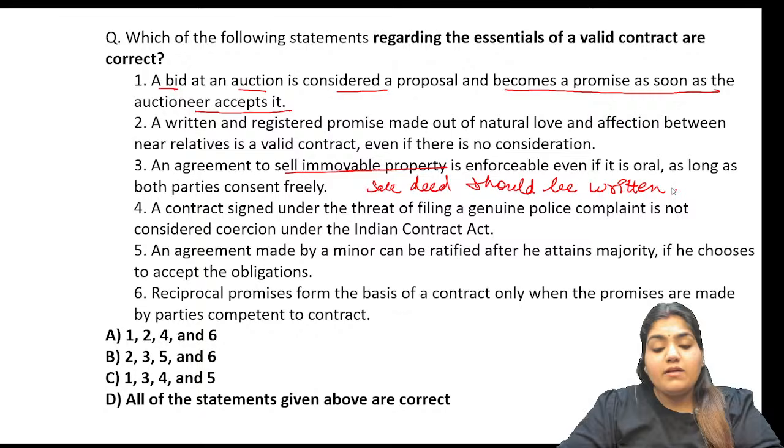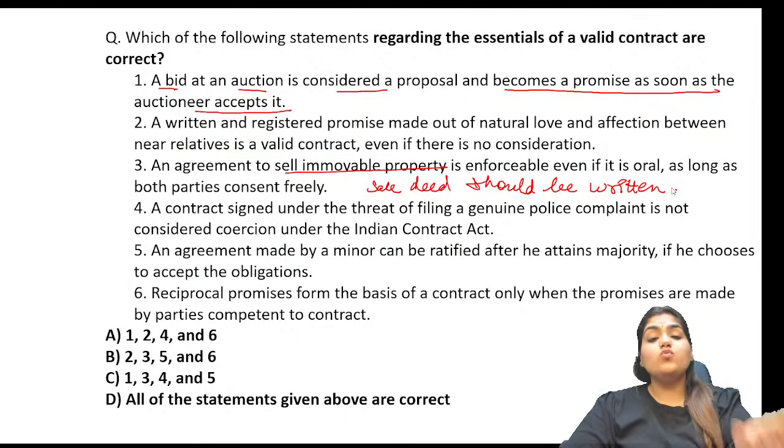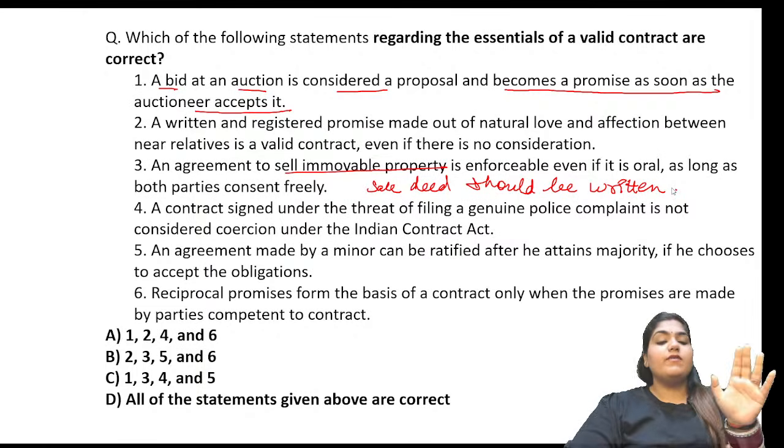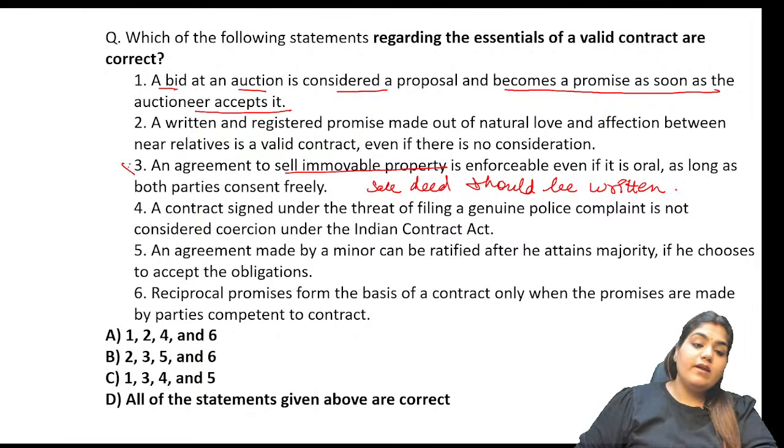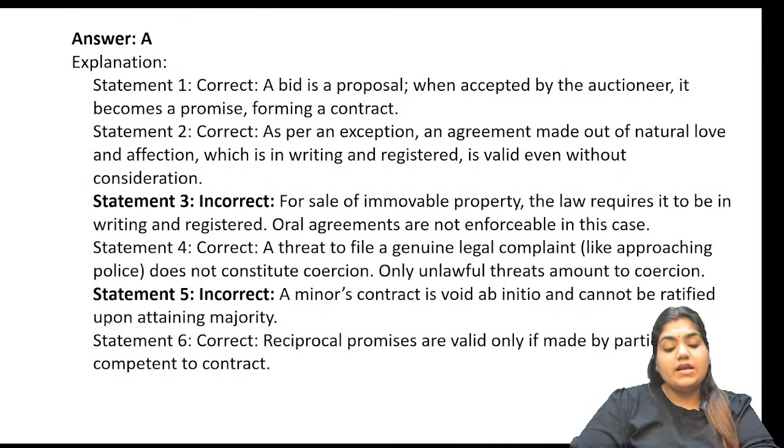A contract made by a minor can be ratified after he attains majority if he chooses to accept the obligation. No, a contract with a minor is void ab initio. It cannot be ratified. Statement number 3 and 5 are incorrect. A is the correct answer. No, Sushil ji, it is A. A is the correct answer.